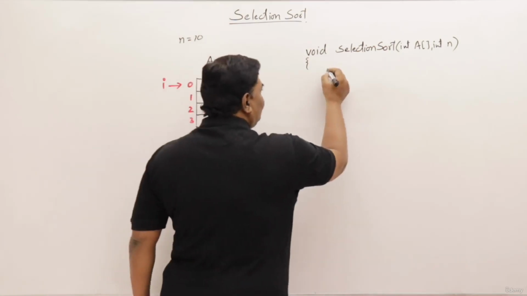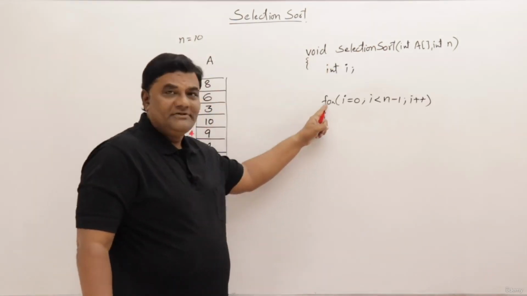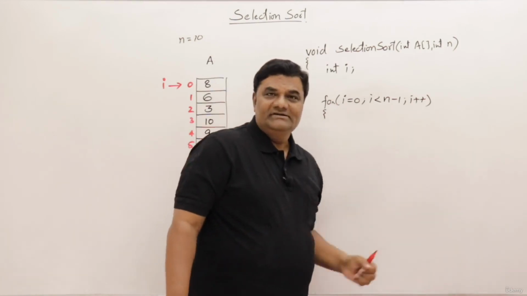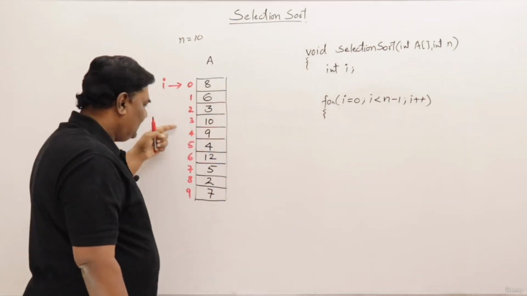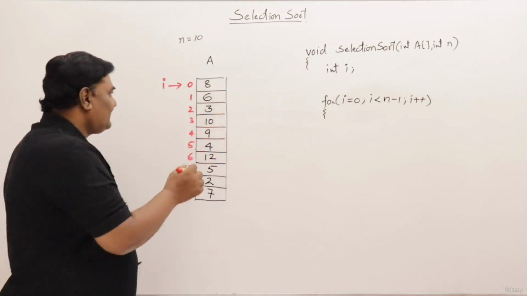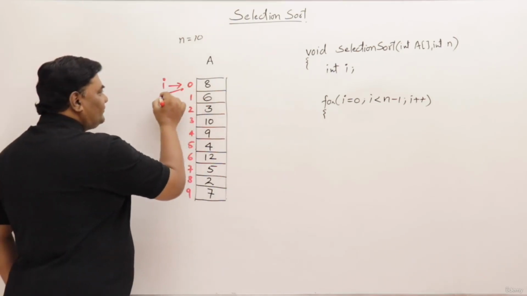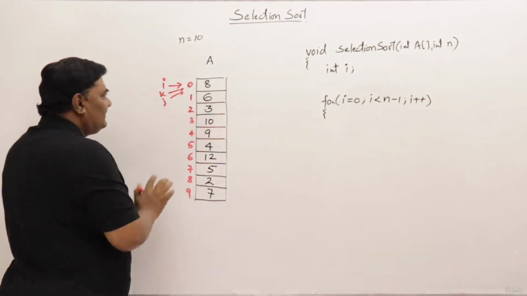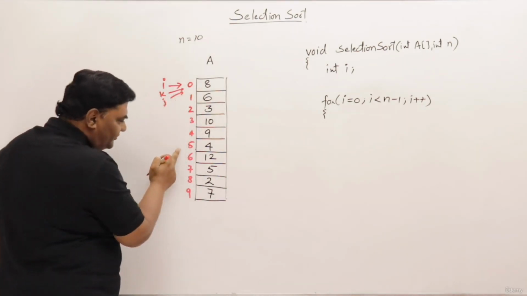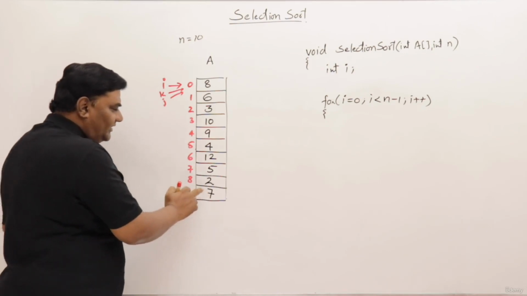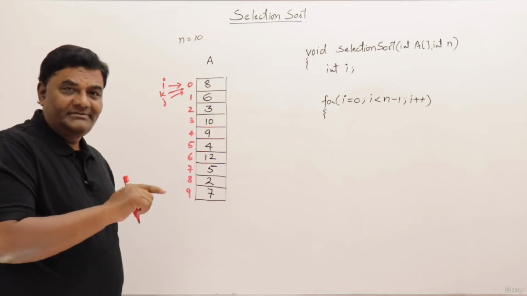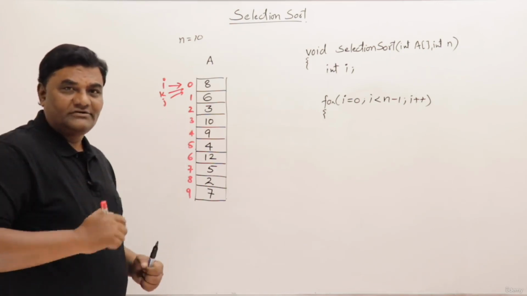So I will write a for loop here. This for loop is for passes. For i assign 0, i is less than n minus 1, i plus plus. So this will start from 0 and continue. Now we want two more integer pointers, k and j, that should also start from here. k and j should be initialized with i, and j should scan through the list of all the elements up to n to find a smaller element. If any smaller element is found, then k is brought to that location.